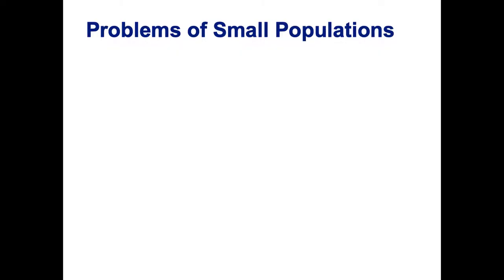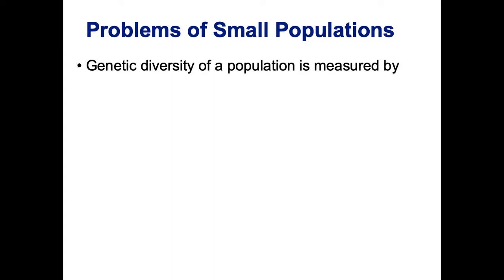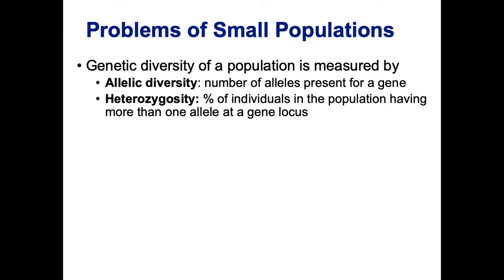So, as I said, we're going to go through some different things that are problems with small populations. So, the first topic is genetics. Genetic diversity of a population is measured in a couple different ways. One is allelic diversity, which is the number of alleles present for a different gene. So, if you remember, an allele is a copy of a gene. So, it's the number of different types of a certain gene.